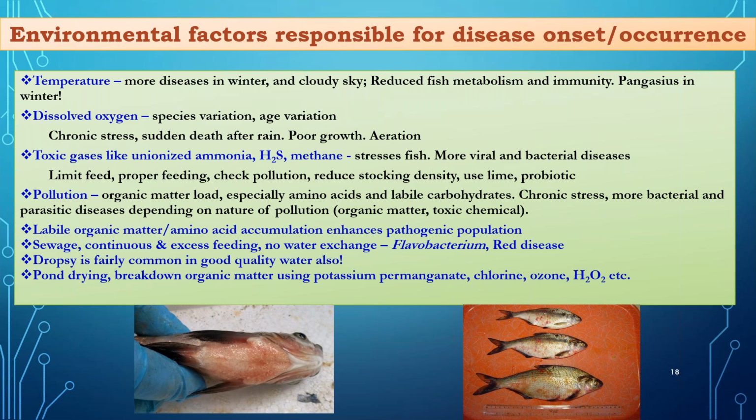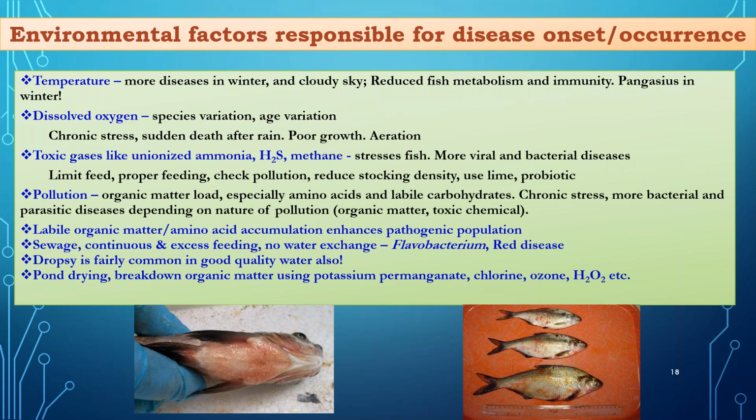For example, Pangasius, a very well-known fish, is highly cultured across India. The main problem faced by this species is the temperature factor. Once the temperature goes down below 22 degrees, the fish stops feeding, followed by a series of bacterial and parasitic attacks upon the species.